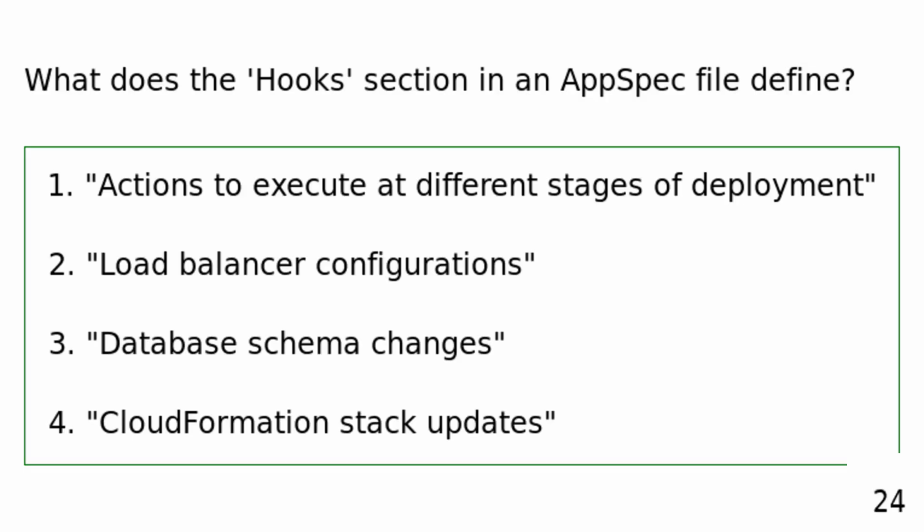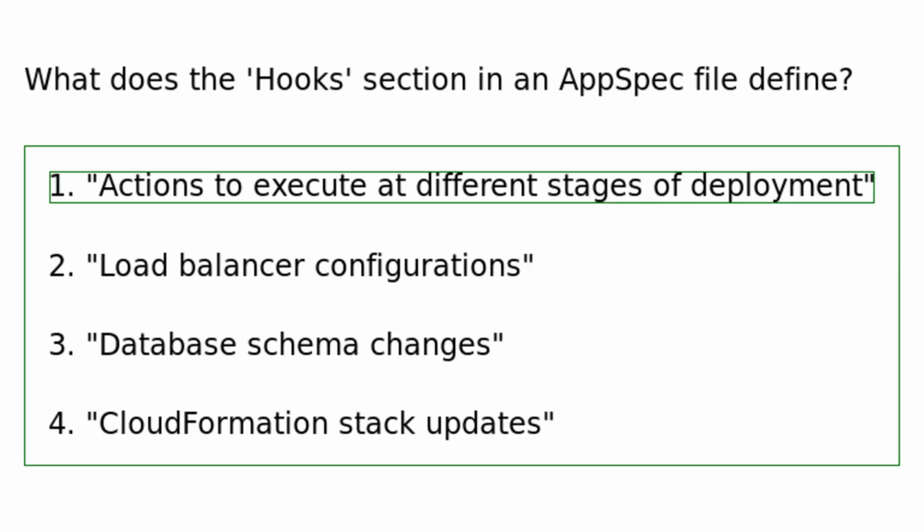What does the hooks section in an app spec file define? Actions to execute at different stages of deployment. Load balancer configurations. Database schema changes. CloudFormation stack updates. The hooks section in an app spec file defines actions or scripts to execute at different stages of the deployment process in AWS CodeDeploy.